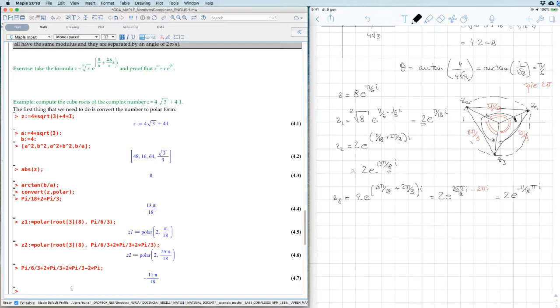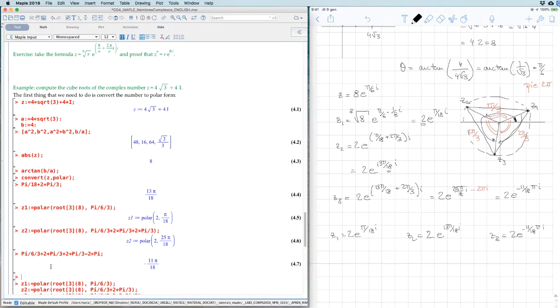So my three roots are z1, modulus 2, argument pi over 18, z2, same modulus, argument 13 pi over 18, and the third one is 2 e to the power minus 11 pi over 18 i. Okay, so let's do the third one. So here when I did z2, okay, this was z2, and then z3 is going to be this one.